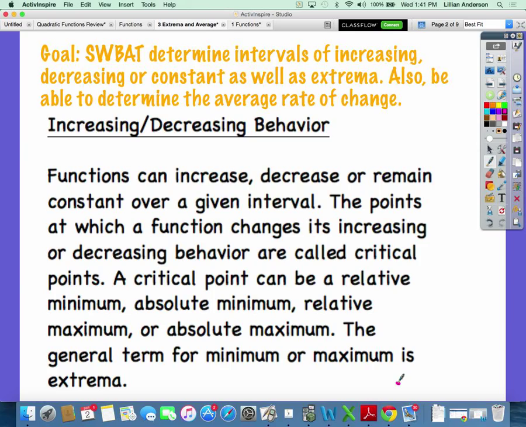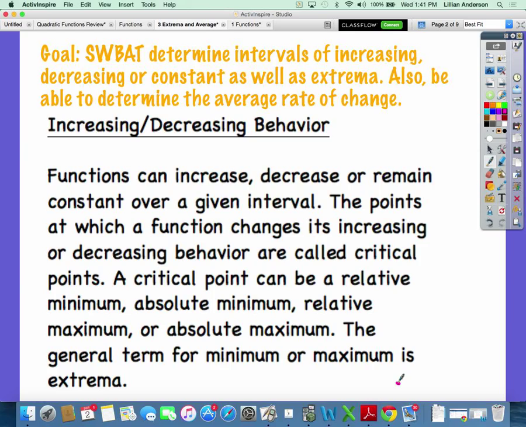So, increasing and decreasing behaviors. Like I said, a function can increase, decrease, or remain constant over a given interval. This interval is in relationship to the x-axis. Not the y, but the x. So if you need to make a little mental note, go ahead and do so. The interval is in relationship to the x-axis. So first we figure out if it's increasing or decreasing, and then we look at the x-axis to figure out that interval.